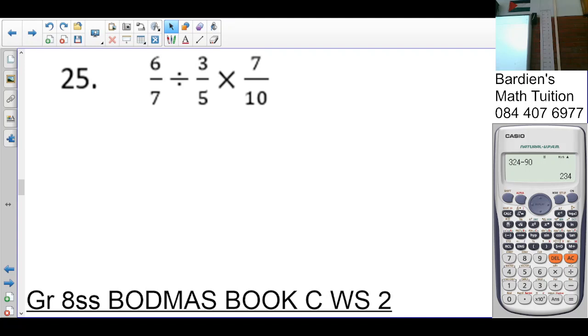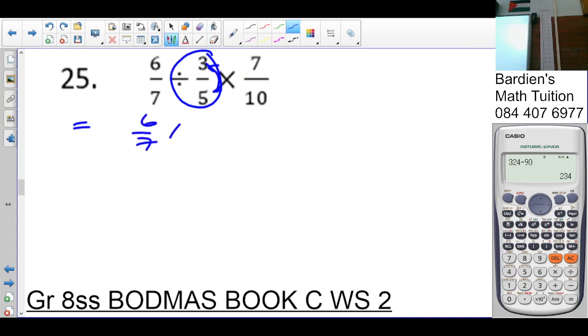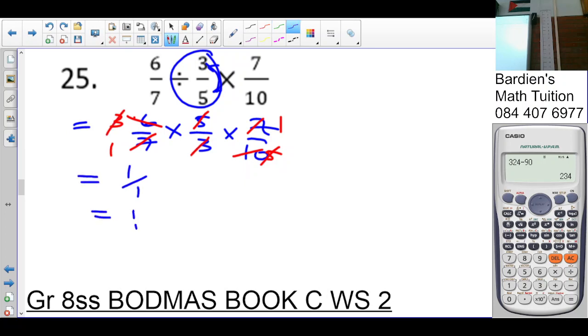What needs to be done first? You change, tumble and times. We're only going to tumble and times the fraction that follows the division sign. So 6 over 7 multiplied by 5 over 3 multiplied by 7 over 10. You all agree with that? What number goes into 6 and into 10 without remainder? 2. 2 goes 3 times, 2 goes 5 times. 7 goes 1, 7 goes 1. That 5 cancels that 5, the 3 cancels the 3. What are we left with? 1 over 1, which is 1.